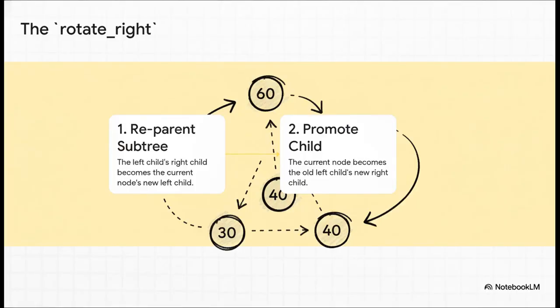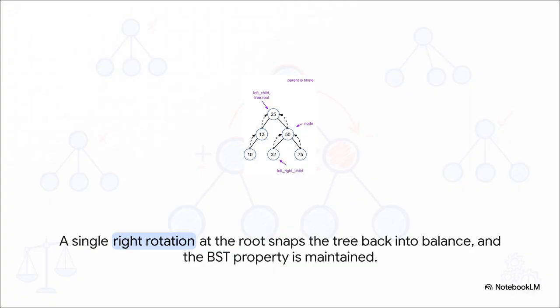Now, it might sound complicated, but it's really just a couple of pointer changes. The left child, node 30, is going to pivot up and become the new root. Its old parent, node 60, is going to swing down to become node 30's new right child. And that in-between node, 40, just gets neatly reparented to make sure the search order stays correct. And boom, look at that. It's so satisfying. With one quick rotation, the tree is right back in balance.